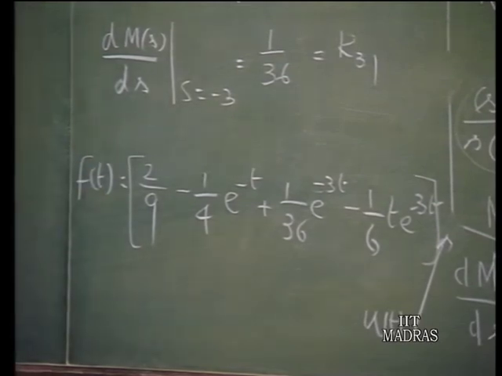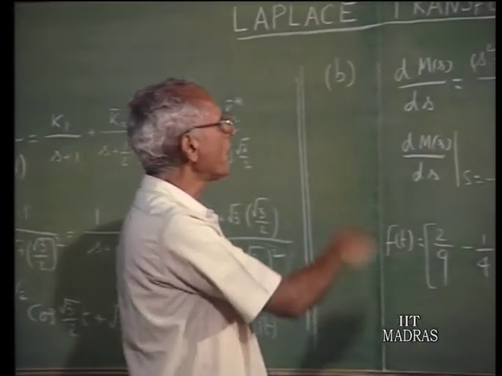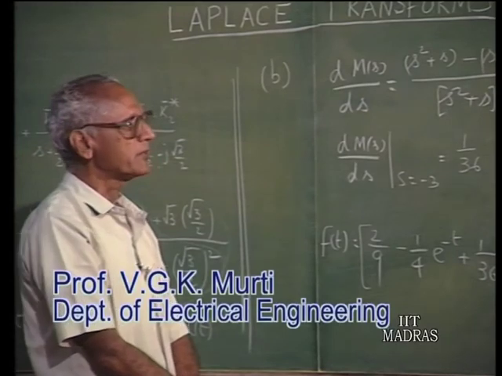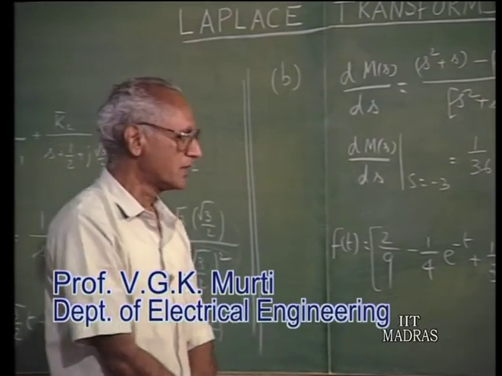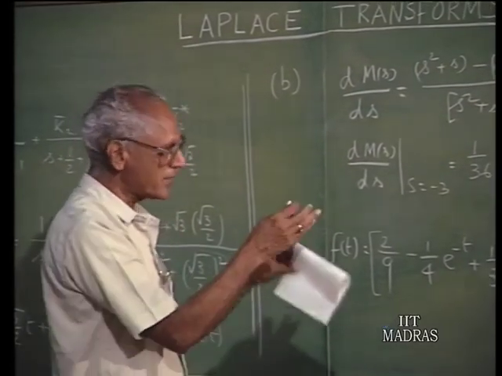Now, after having worked out an example, let us now discuss this in a more general way. When you have multiple order poles, how do you find the various terms in the partial fraction expansion? Let us look at it in a more general way rather than through an example.